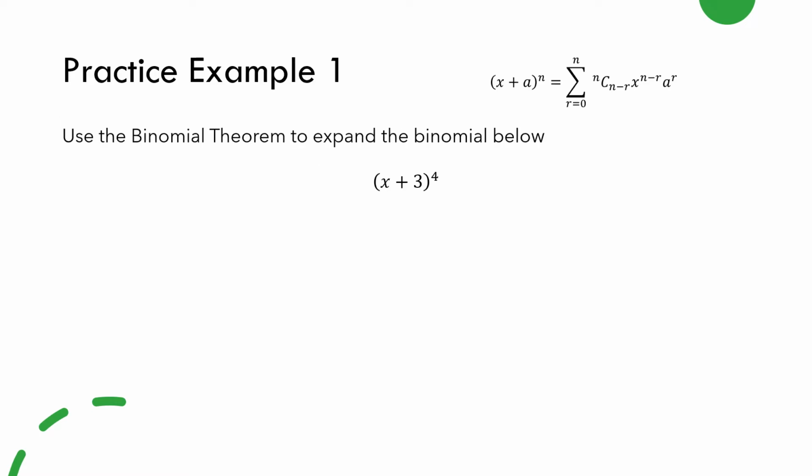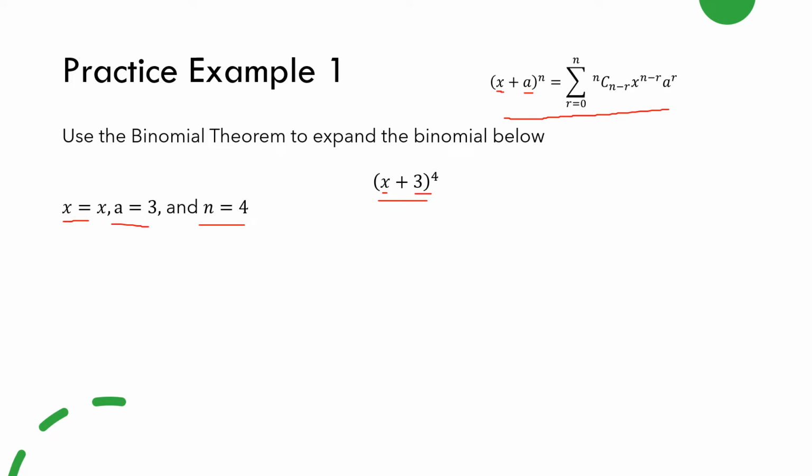Let's try an example. I've written the formula up here in the corner for reference. In this one, we just want to expand this binomial, x plus 3 to the fourth, using our formula. So the first step really is to always write out what you know. Notice x and a are really placeholders here. So in this case, x equals x because we have an x here. But a is actually 3. So I write a equals 3. And then this is to the fourth power, so n equals 4.